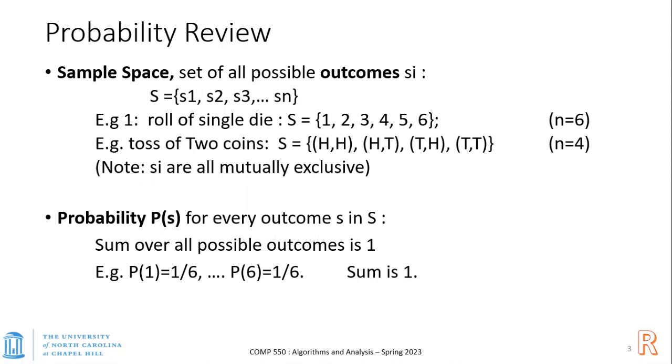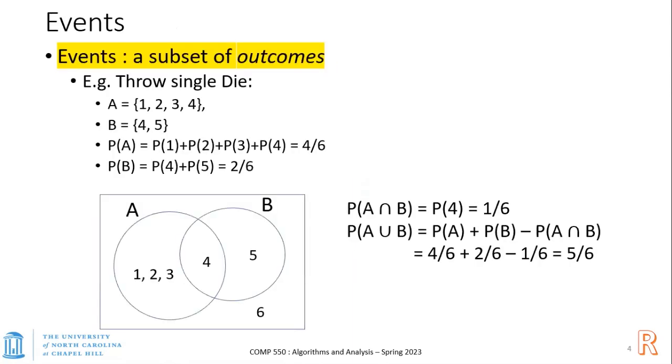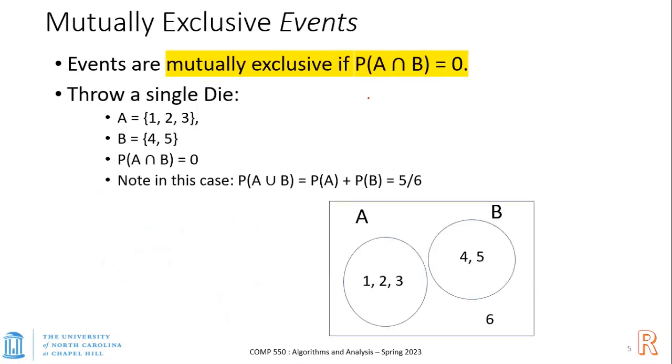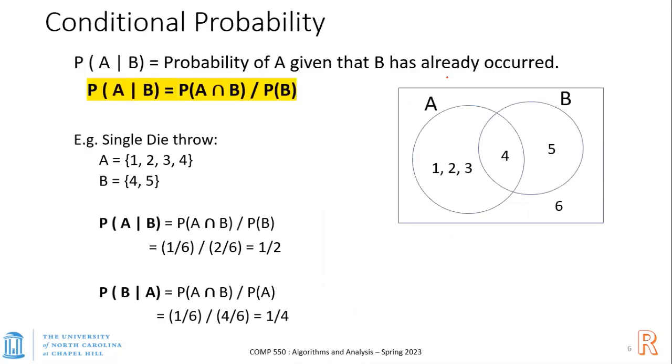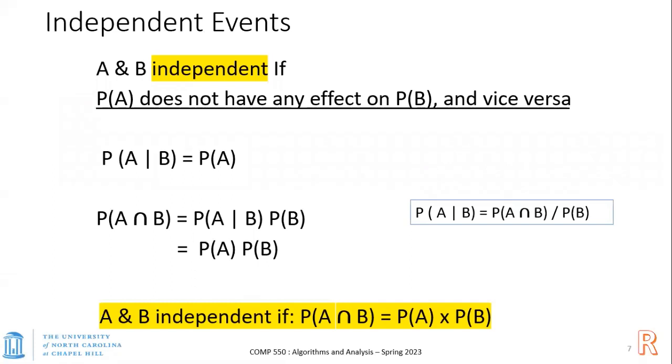So we started off with the sample space. We had definitions for outcomes. We spoke about the sample space, outcomes, and then we went on to define events as a subset of outcomes. Then we defined mutually exclusive events, where the intersection of A and B of two events would be 0. We defined conditional probability, and the conditional probability formula was the probability of A given B, which is the intersection divided by the probability of B. We defined what are independent events.